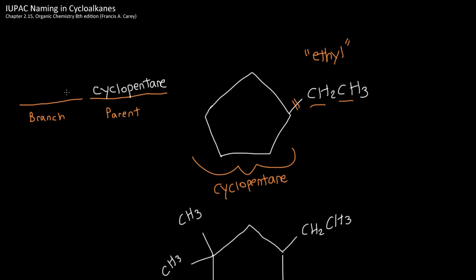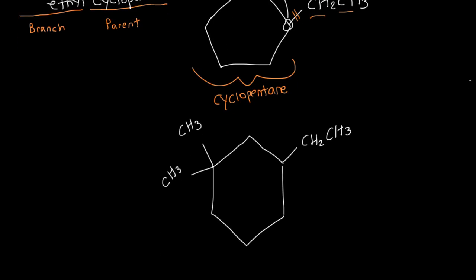Since there's only one substituent on the ring, we don't need to put the 1 hyphen in front. You can put it if you want. It's not technically incorrect, but it's really not necessary. So the full thing, all one word, would just be ethylcyclopentane, and everybody would assume that this would be carbon number 1, even though you don't mention it, because you're always going to start numbering from the first branch. That's the standard way of naming. So our compound is ethylcyclopentane.